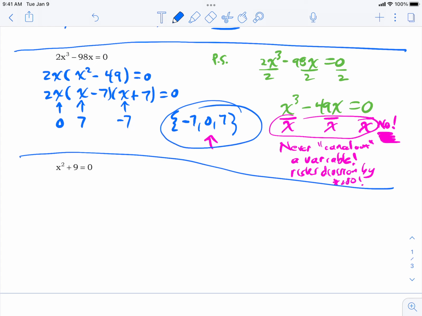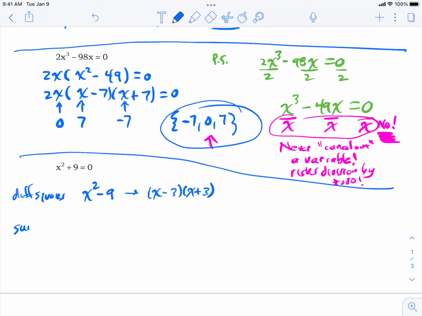Now, one more example on this page. X squared plus 9 equals 0. Okay, it equals 0. That's good. It's not factored on the left. How are you supposed to factor that? Remember, we had a formula for a difference of squares. If you had x squared minus 9, you could say, hey, that's x minus 3, x plus 3.